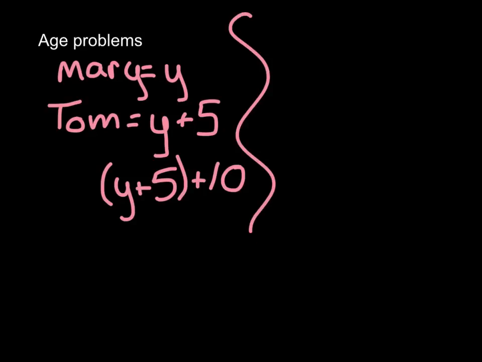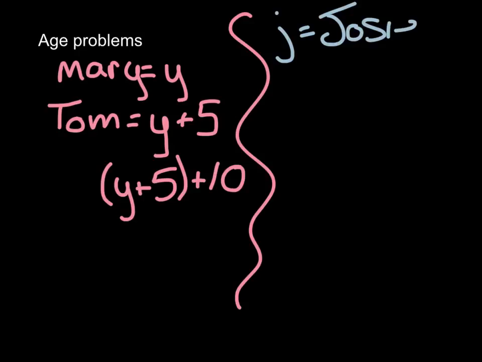Now let's try one from the homework. Josie is 11 years older than Macy. What is an equation that relates the age of Josie, J, and the age of Macy, M? Okay, so they told us that J equals Josie's age, and M equals Macy's age.